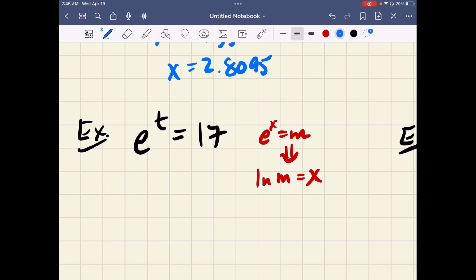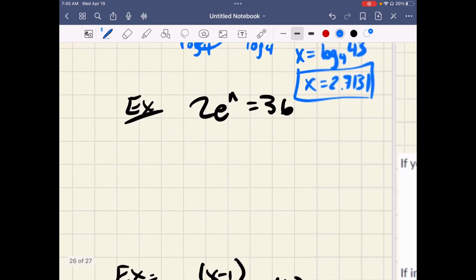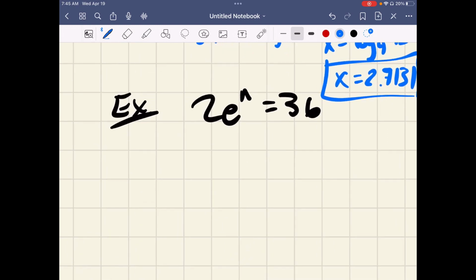You can take the natural log of both sides. I have the natural log of 17 on the right side, and on the left side, the natural log and the e are opposite operations of each other, so I'm just left with the t. Again, I'm going to use my calculator, type in the natural log of 17, and I get t equals roughly 2.8332. Let's go look at the next one. Very similar to the other one we did.